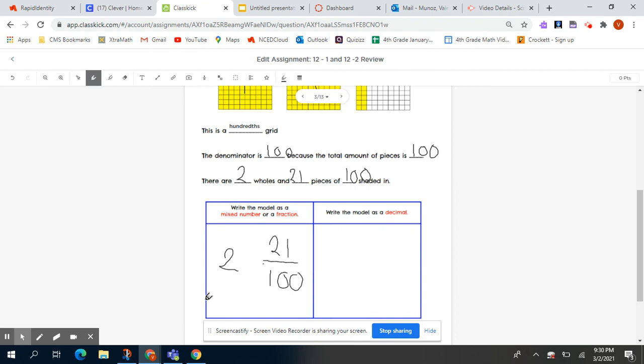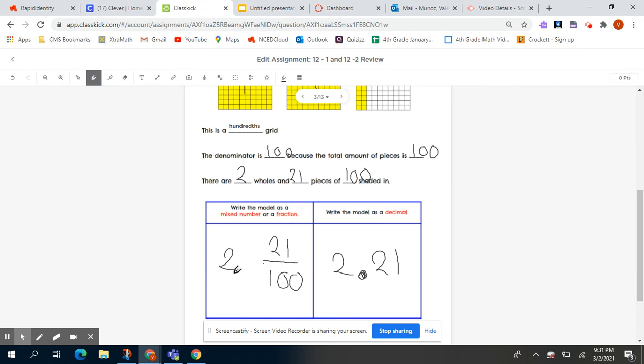I know that I can also write this as a decimal or as money. So I'm going to start off with my wholes. I know that I have 2 wholes and that "and" is a dot, my decimal point. 2 wholes and 21 hundredths. So I'm going to write down 21. And the 2 digits let me know that this is hundredths.